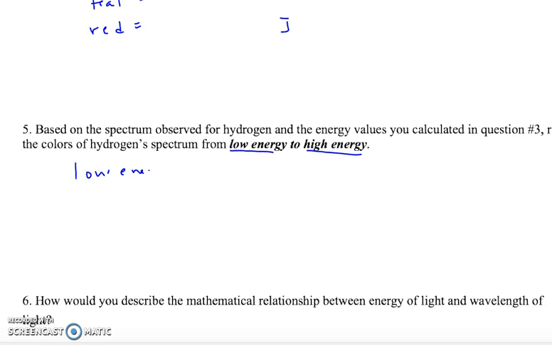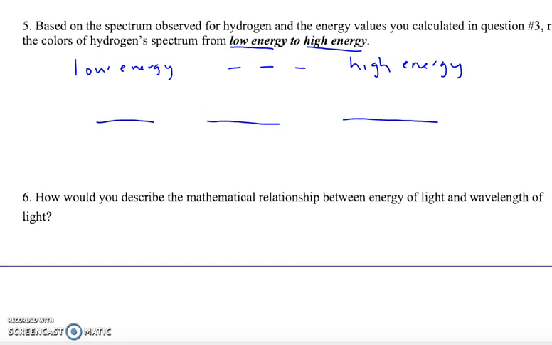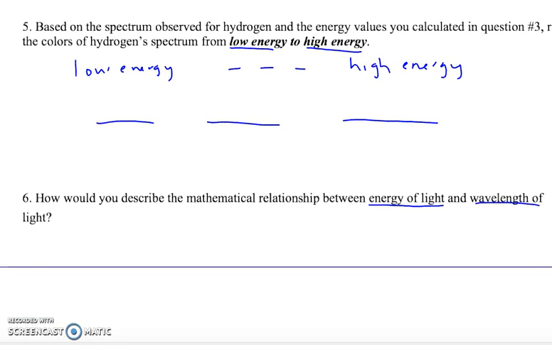So low energy to high energy. You're just going to write the names of the colors down here, 1, 2, 3. Then the last question is, how would you describe the mathematical relationship between the energy of light and the wavelength of that light? Does the energy increase as the wavelength increases, or does the energy of light increase as the wavelength decreases? I want you to tell me that relationship, and then tell me what kind of mathematical relationship it is. Is it a direct relationship or an indirect relationship? Please write that using complete sentences.